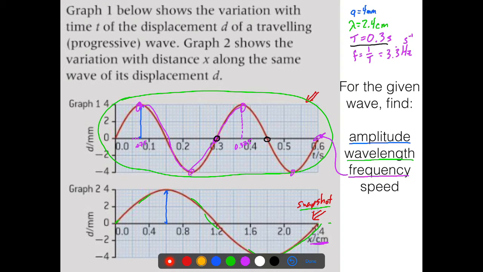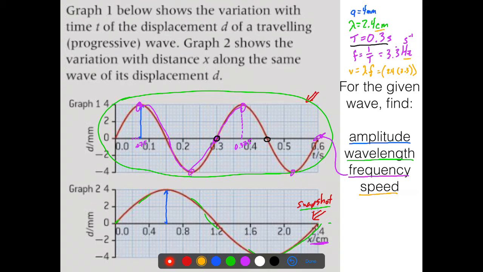Okay. Last question is about the speed, and we know, of course, that the speed comes from the wavelength times the frequency, or the frequency times the wavelength. That's in a formula packet. So if I do that, I do need to put them, I guess I can leave it. The wavelength is 2.4 centimeters. The frequency is 3.3 hertz. So I put those together.